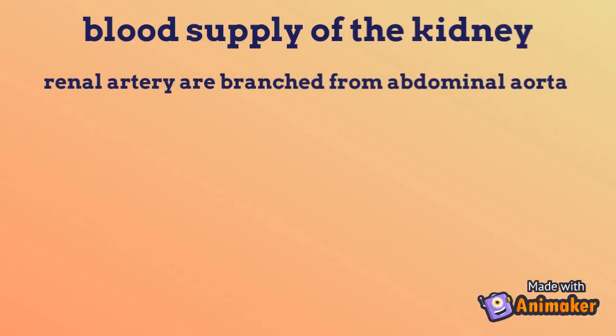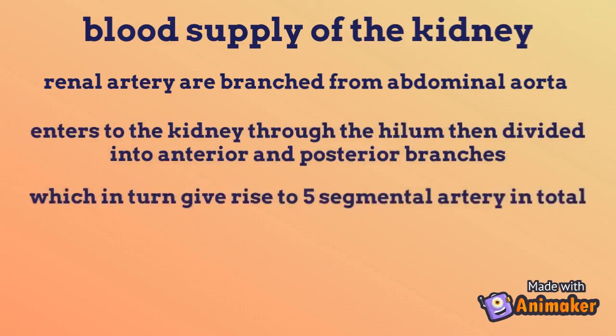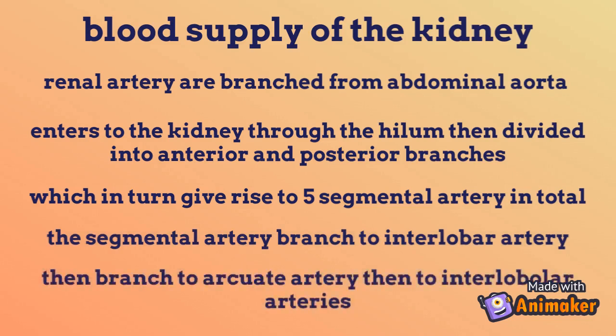Blood supply of the kidney. The renal artery branches from the abdominal aorta and enters the kidney through the hilum, then divides into anterior and posterior branches. All the branches in turn give rise to 5 segmental arteries. They are separated from each other. If one of them is blocked or obstructed, the others will continue.